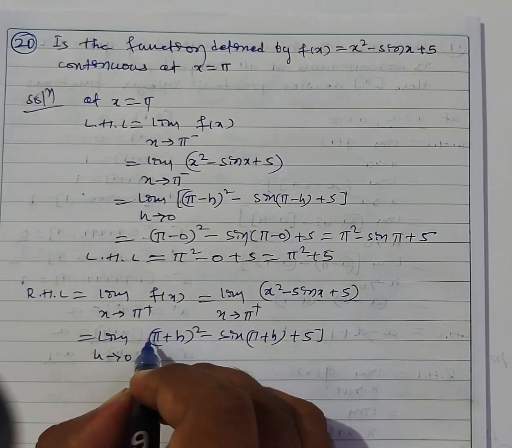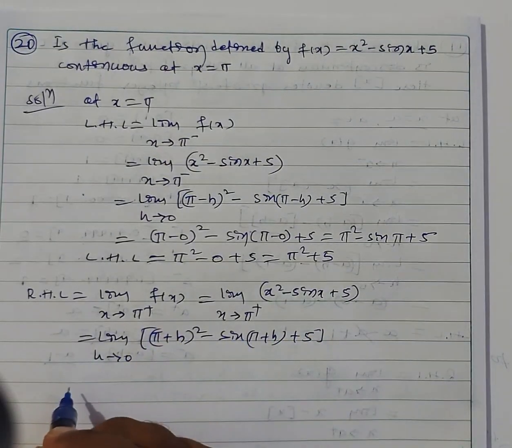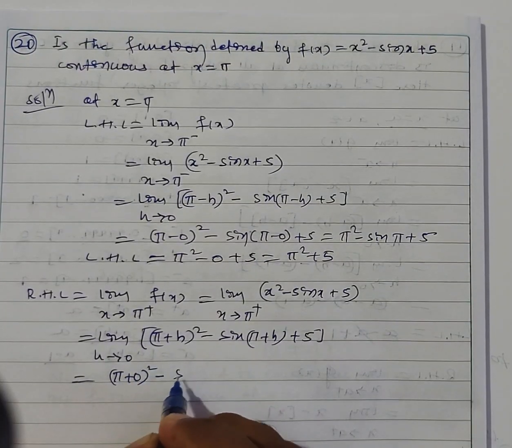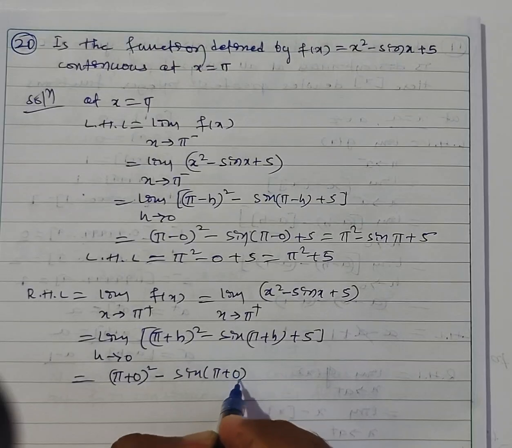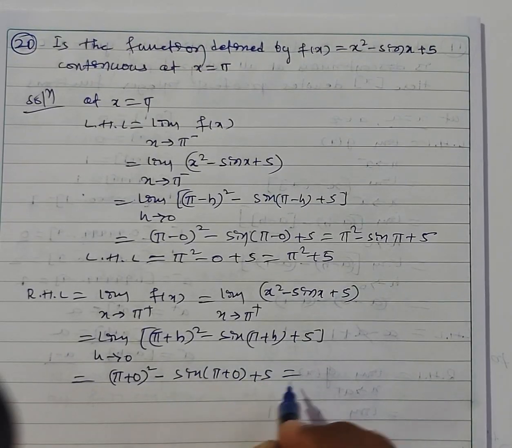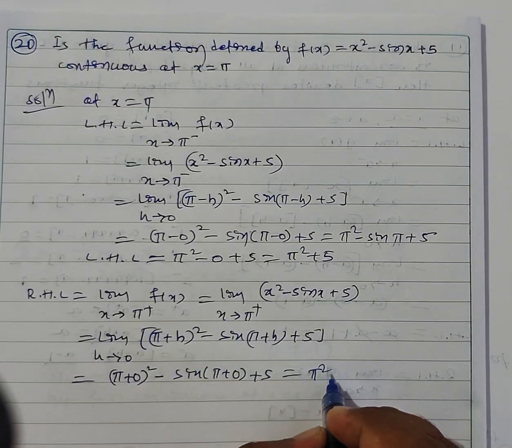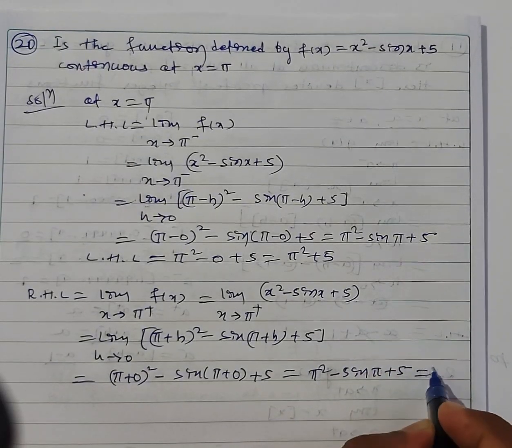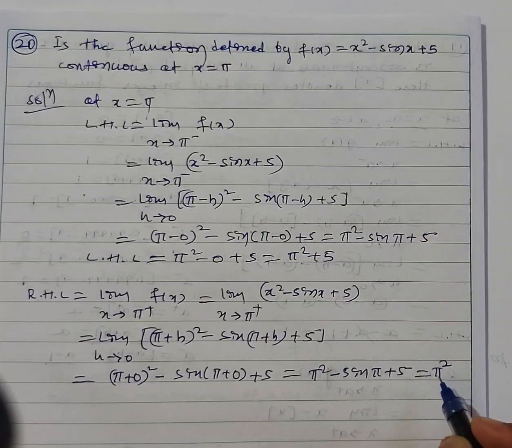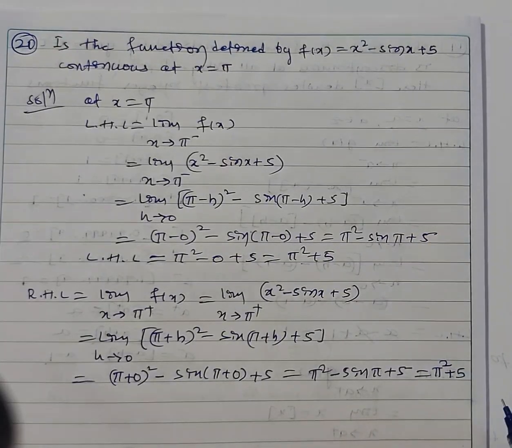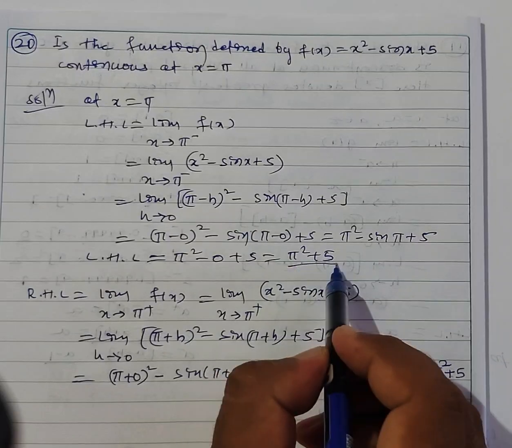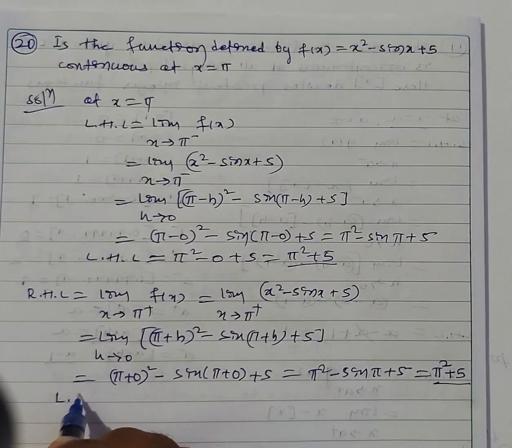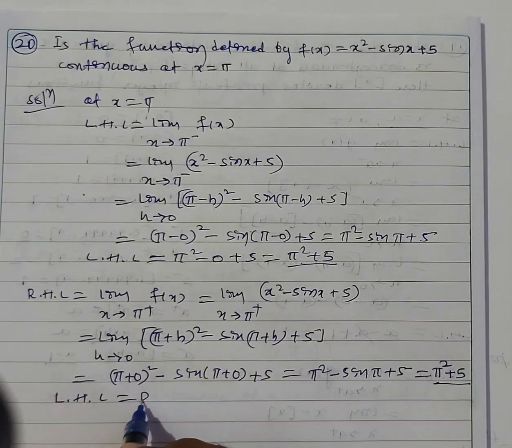Okay, bracket close. So now substitute the limit value, that is equal to (pi plus 0) whole square minus sin (pi plus 0) plus 5, is equal to pi square minus sin pi plus 5. What is sin pi value? 0. That is equal to pi square plus 5. See, left hand limit is pi square plus 5, right hand limit is also pi square plus 5. So left hand limit is equal to right hand limit.